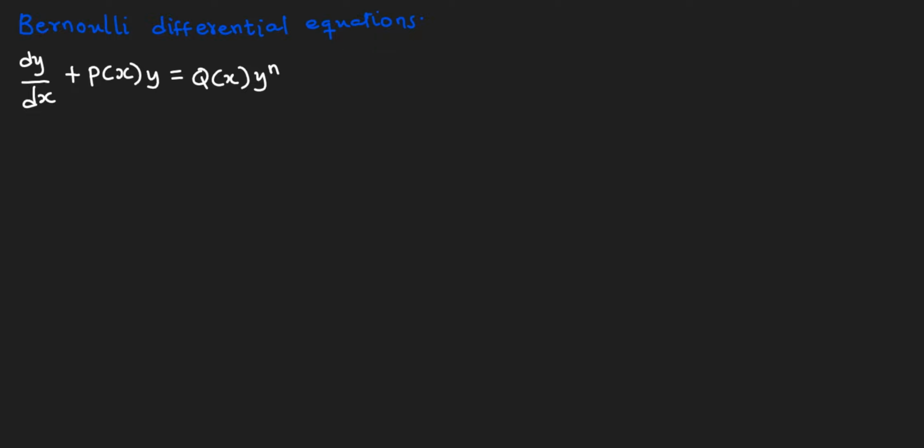In this video, you're going to learn about Bernoulli differential equations. If you have a differential equation of this form, where the n is not equal to 0 or 1, then we term this differential equation a Bernoulli differential equation. If n is equal to 0 or 1, then we will get a linear differential equation, and we already know how to solve those types of differential equations. So let's look at how we can deal with such a problem.